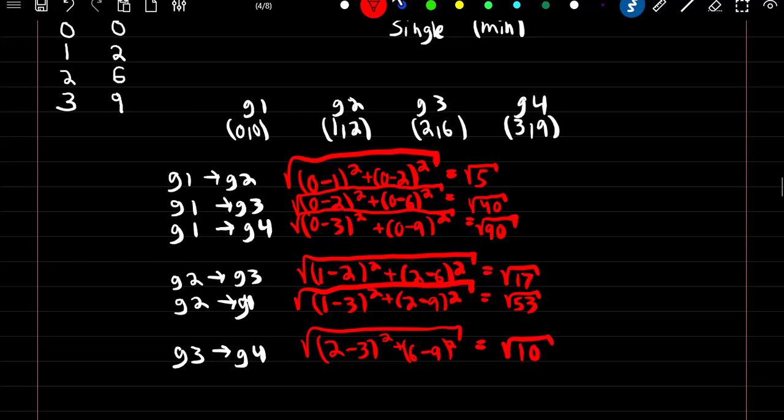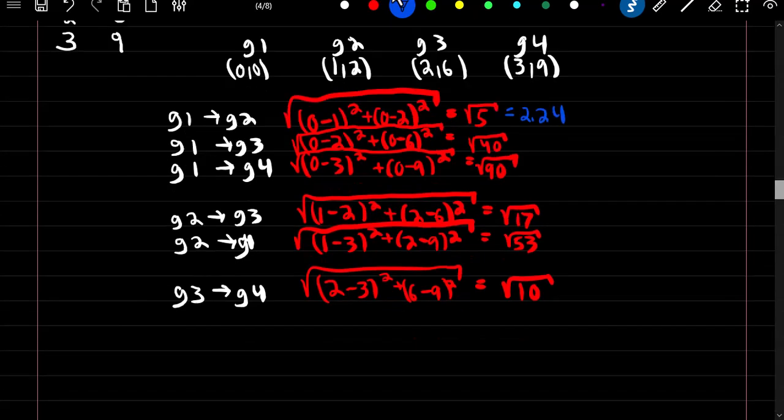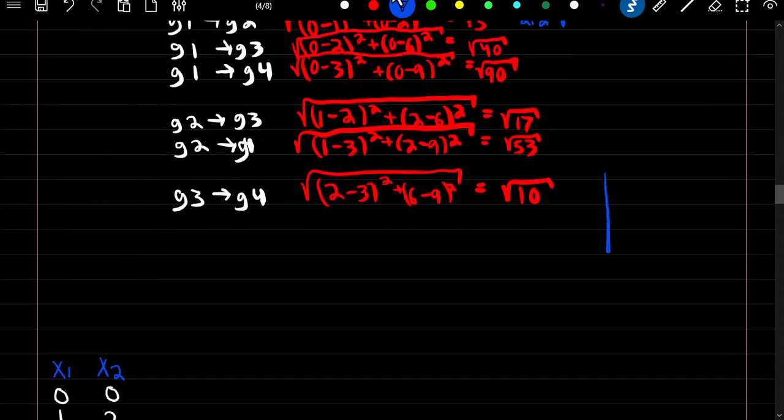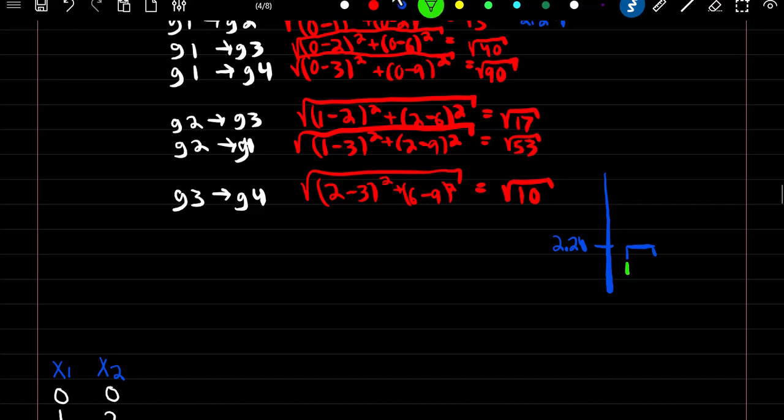So now, in order to choose the most similar two observations, we're going to take the minimum of these values. So the smallest value is going to be the square root of 5, which is just equal to 2.24. So if we were to draw that on our dendrogram, at a height of 2.24, group 1 and group 2 merge, so this is just going to be observations 1 and 2. So that's going to be our first grouping.